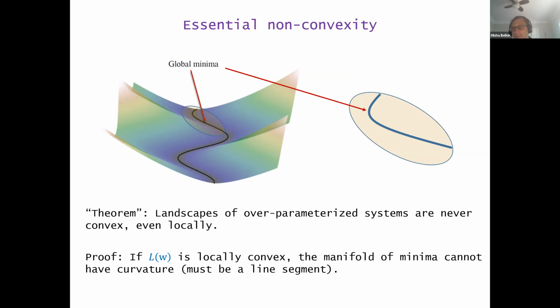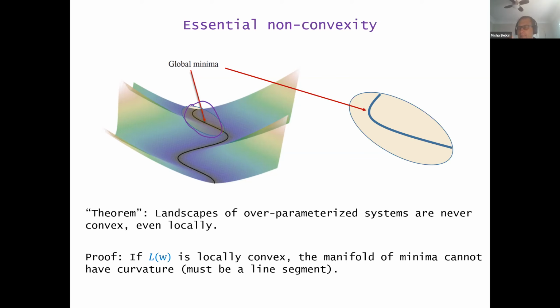And let's think about the one-dimensional case. Suppose it's not a line. Then the thing has a curvature. So suppose in this small neighborhood of a single point, I have curvature. Then this cannot be convex. Why? Because if that function is locally convex, then the set of minima of a convex function is also a convex set. So if my loss function is locally convex, then the set of global minima must be locally convex.